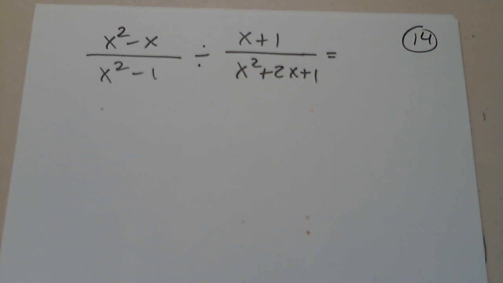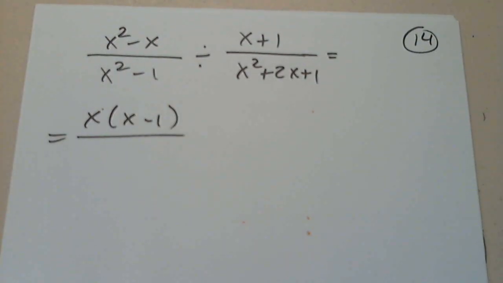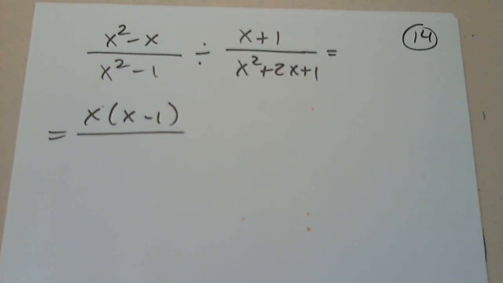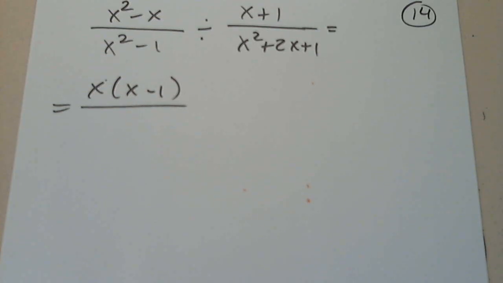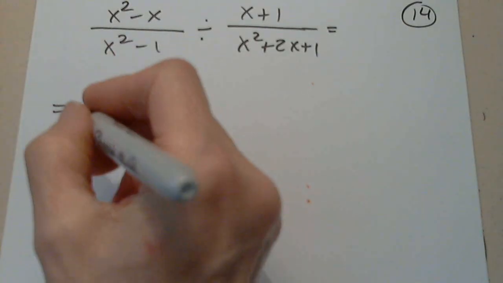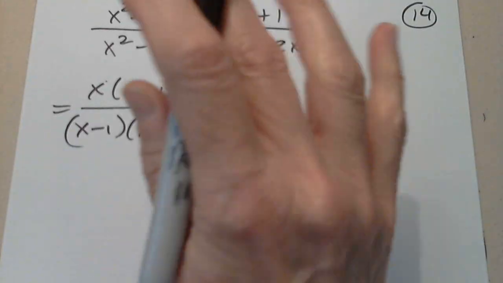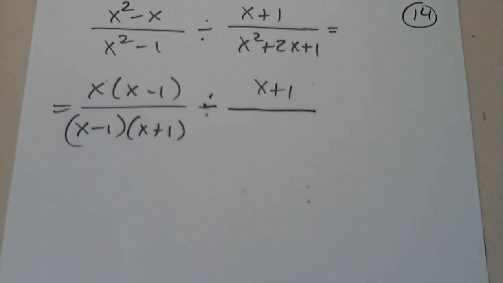Factor out the x in the top left. Very good. So what is left once I factor out x? X minus 1. Very good, excellent. The denominator? X minus 1, x plus 1. Yes. Still keep it as a division for now. I'll explain why. The top is x plus 1. Nobody can do anything to that.